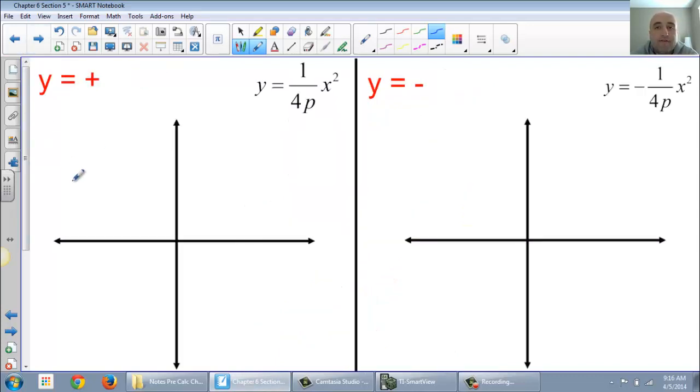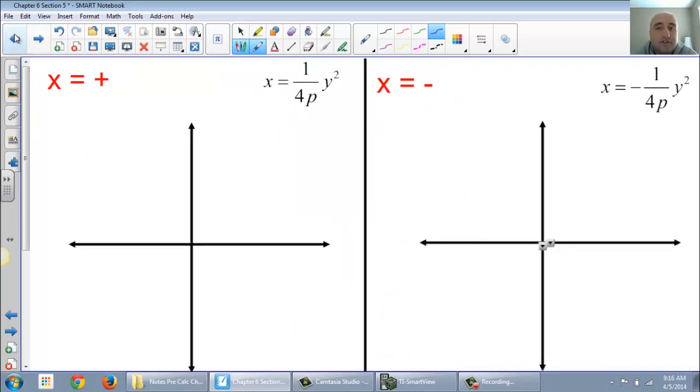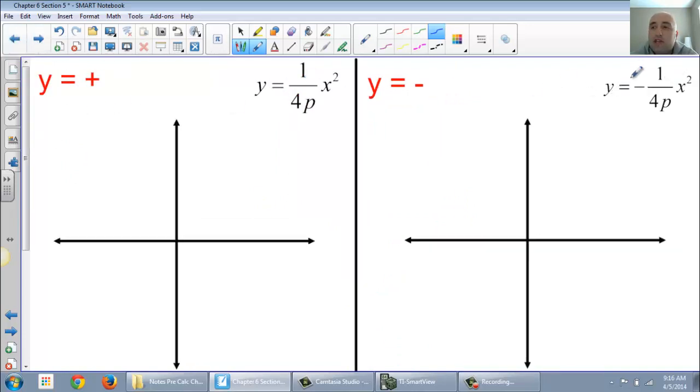There are 4 types of parabolas. On this page and the next page, you'll see the differences. I've put the equations in the top right corners. The first 2 equations we're going to talk about are y equals positive 1 over 4p, and y equals negative 1 over 4p. The only difference between these 2 is the direction that they open. This one is going to open up.